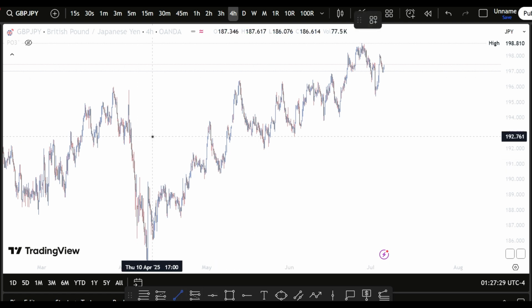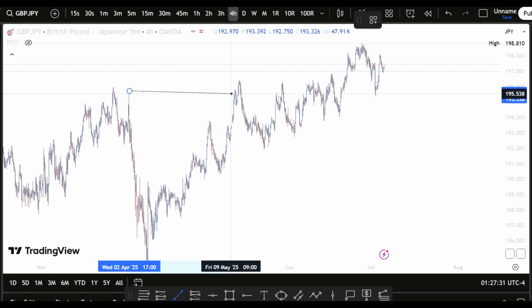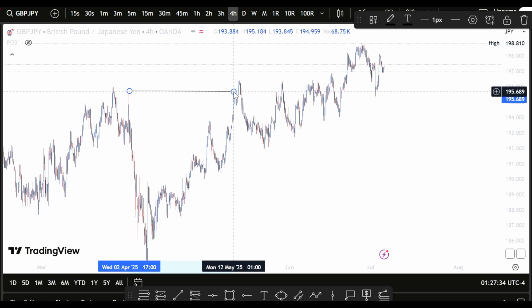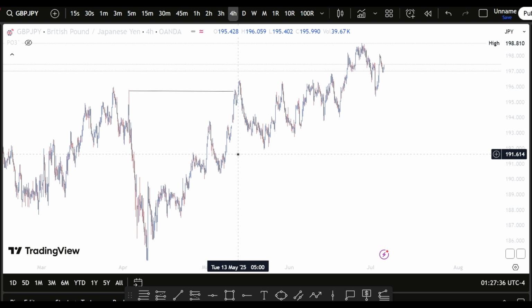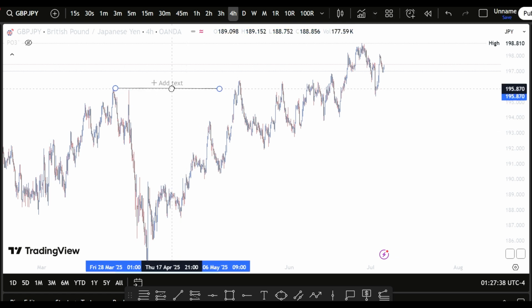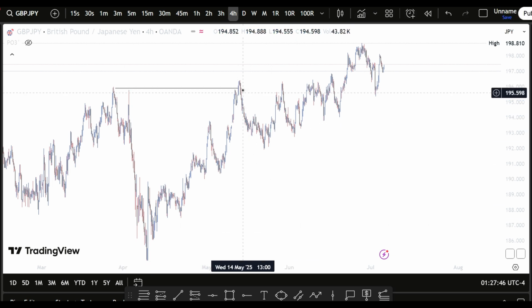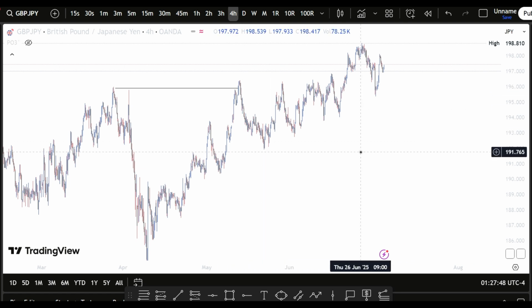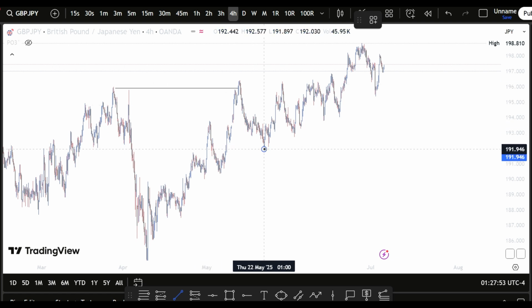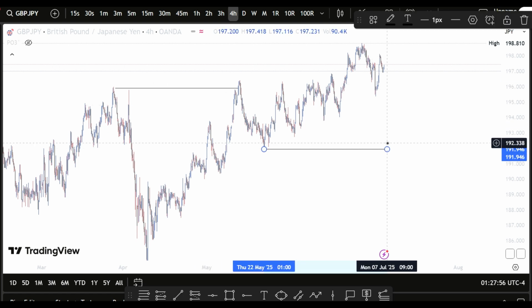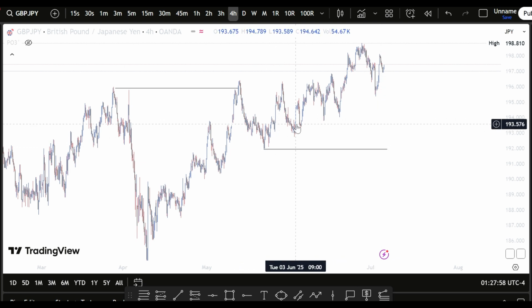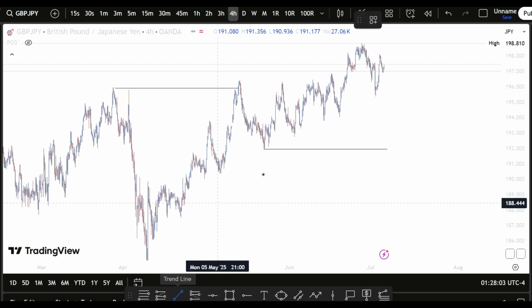Now what I want to do first is to identify a breaker structure. This is an obvious high here. Let me put this here. This is a breaker structure. From here, price came down and created this low, which is still being respected. So I just keep marking my structures out.